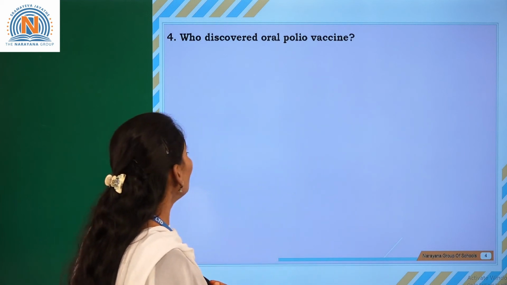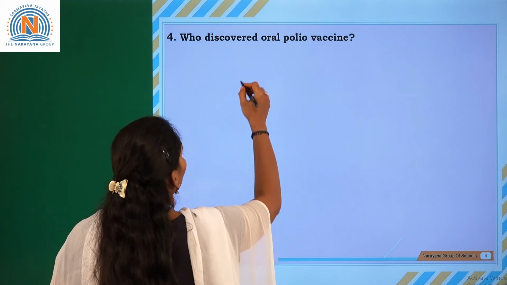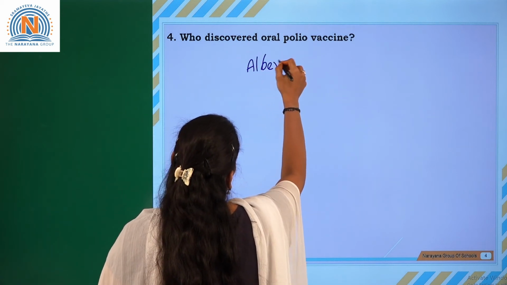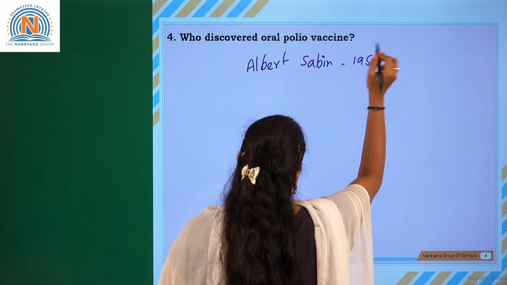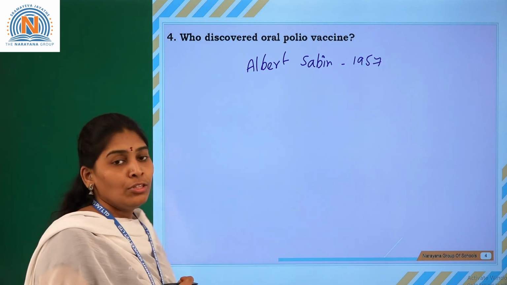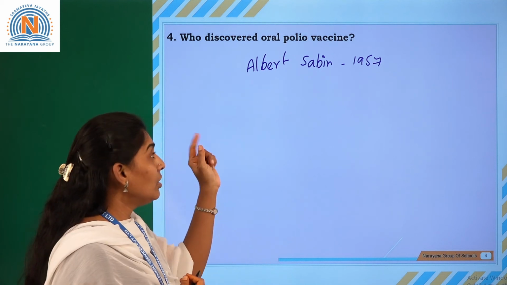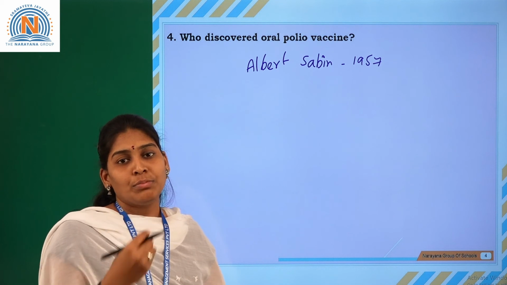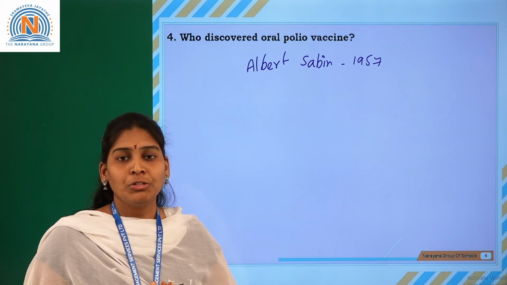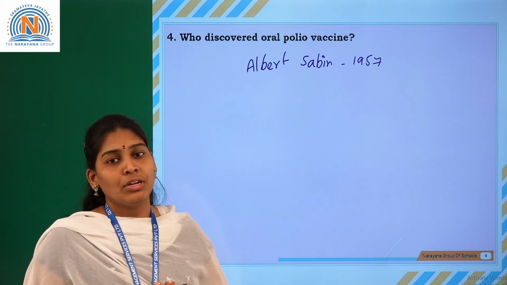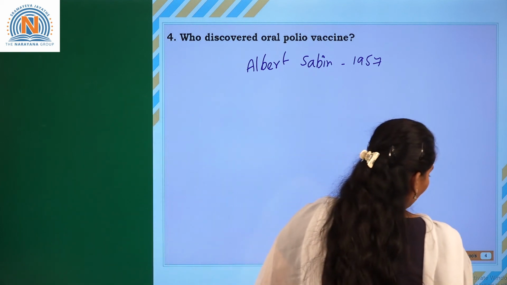The next question is, who discovered the oral polio vaccine? There is a scientist, Albert Sabin. In 1957, he discovered the oral polio vaccine. Through injections they used to give it, but he discovered the oral polio vaccine, given through the mouth, which is nothing but weakened disease causing microorganisms. So here let us go to the next question.